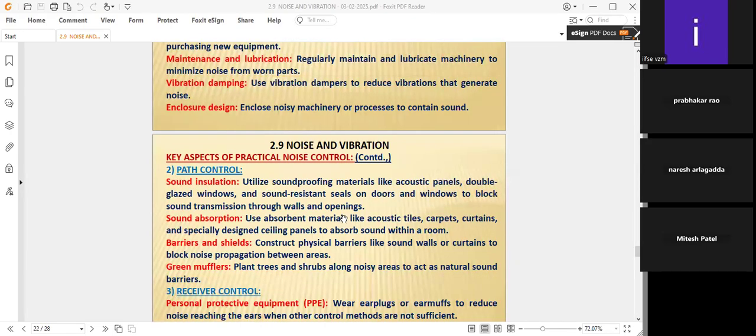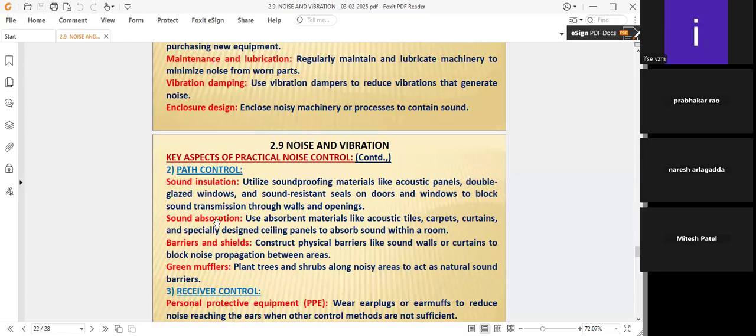Utilize the surroundings for sound insulation and sound absorption. Utilize soundproofing materials like acoustic panels, double glazed windows, and sound resistant seals on doors and windows to block sound transmission through walls also.